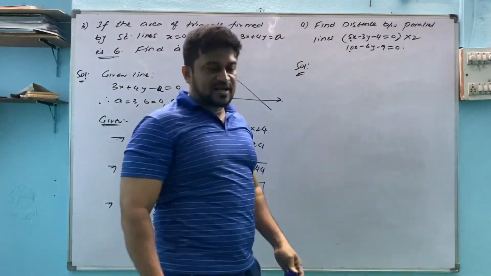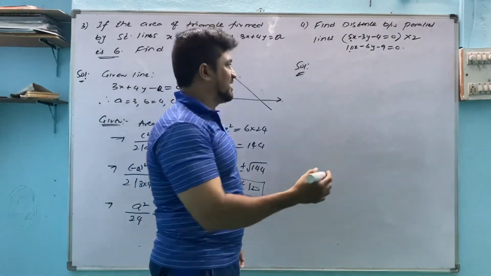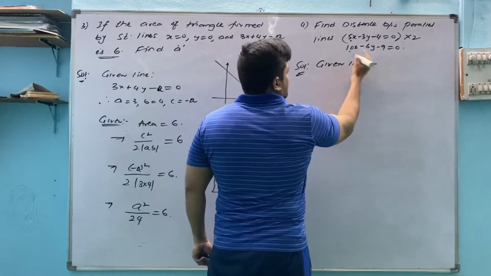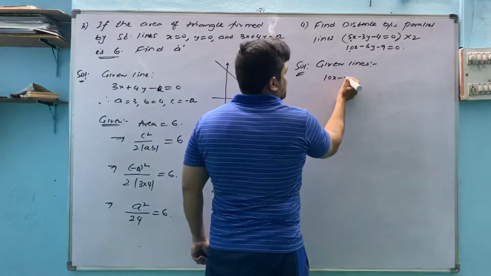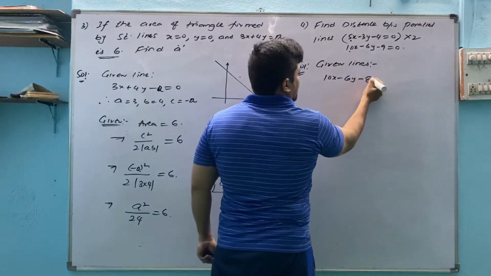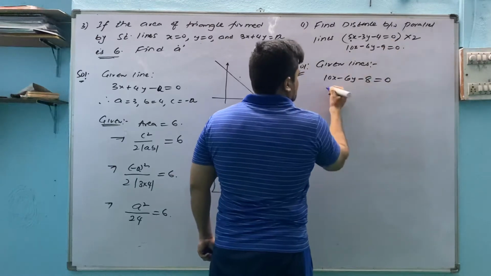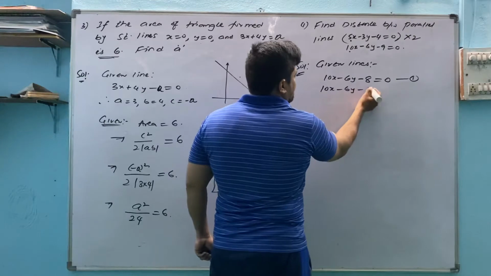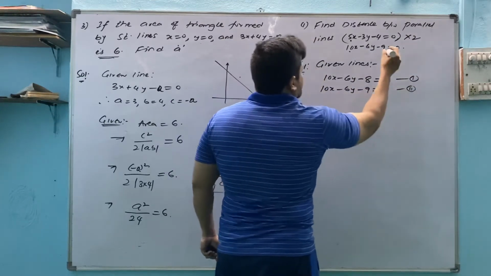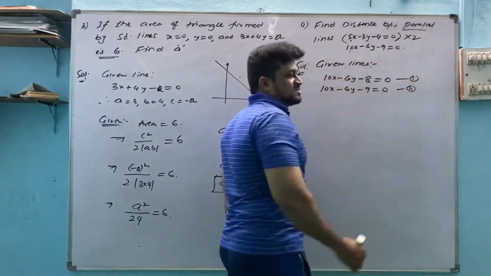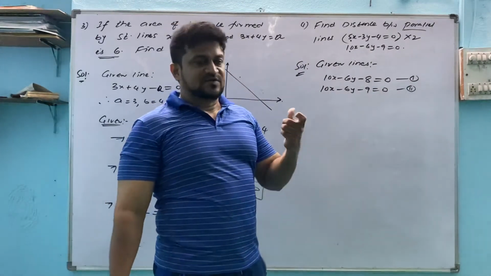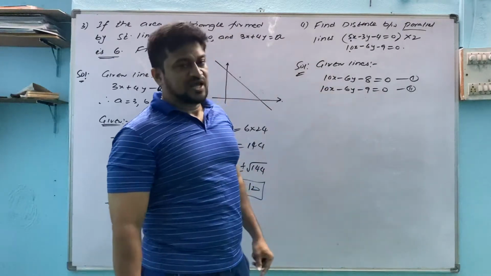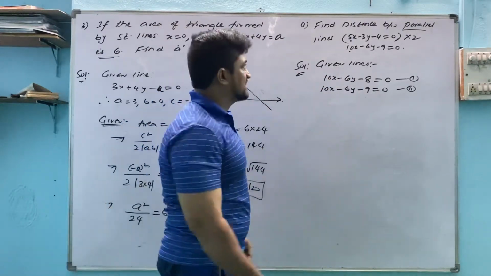Whenever parallel lines are given, we form equal coefficients. So, writing the given lines: 5 twos are 10x, 3 twos are 6y, 4 twos are 8, equals 0 times 2, which is 0. This is the first line. The second line is 10x minus 6y minus 9 equals 0. Whenever parallel lines are given to us, their first two terms should be in proportion, or we can make them equal, so that we can use the formula. What is the formula for the distance between parallel lines?